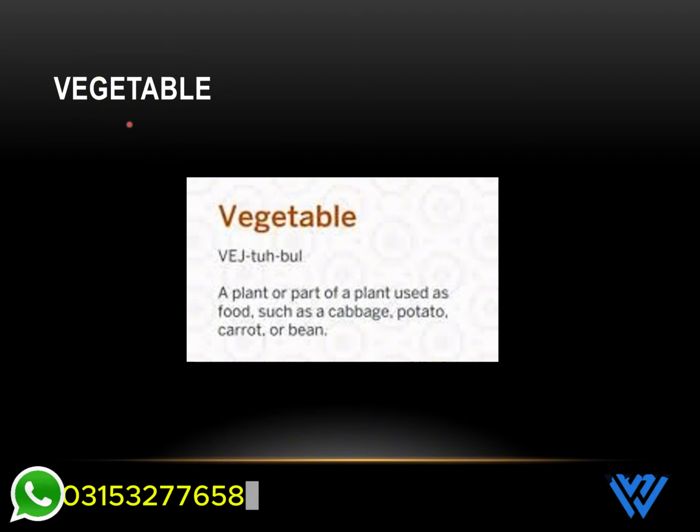The next word is vegetable. We are not going to say it as vegetable. The E after G is going to be silent. So you are going to pronounce it as vegetable.